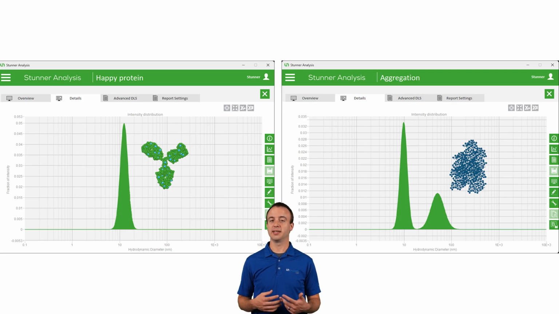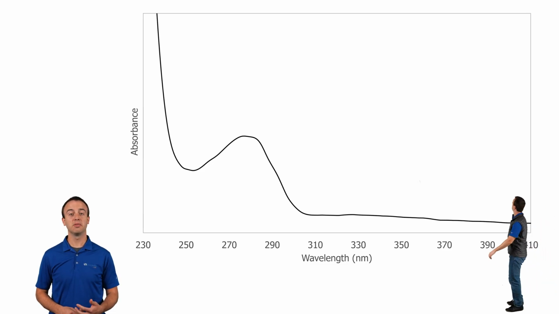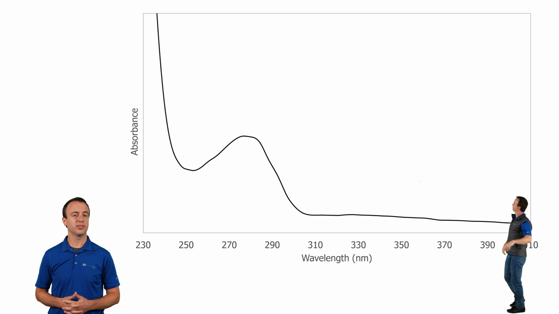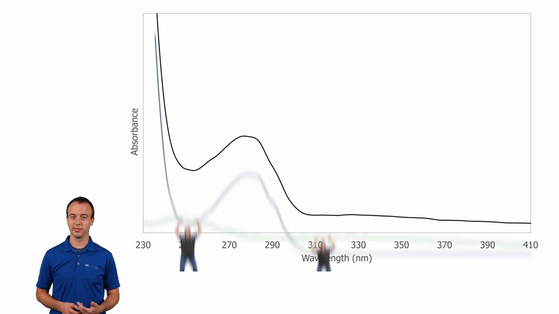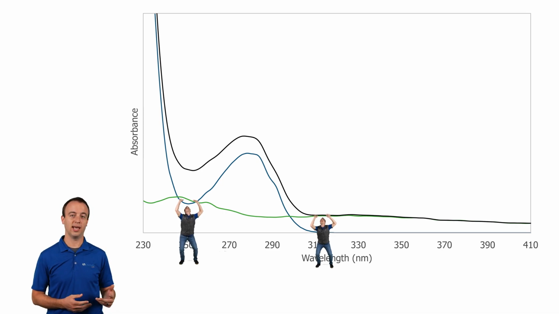Now that we've covered size and aggregation, let's dig into quantification and DAR. ADCs can have a really complicated UV vis absorbance shape, so simple OD measurements at A280 aren't good enough. Stunner's UV vis is equipped with unmixed algorithms that can fit a total absorbance spectrum with the absorbance from an ADC's antibody and drug components separately.